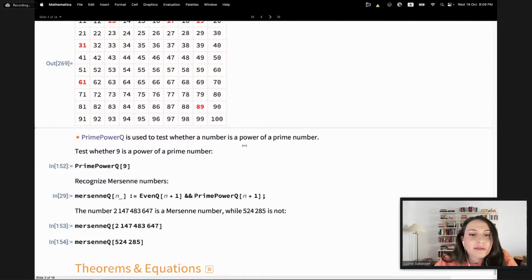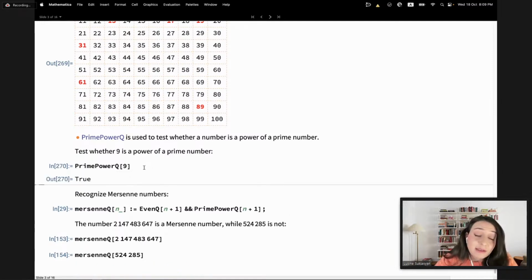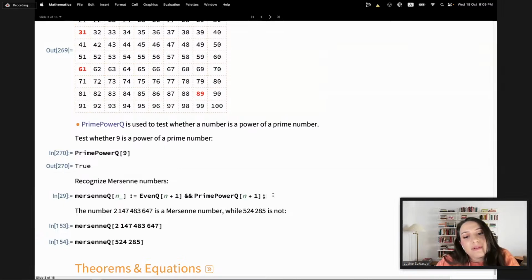PrimePowerQ is, again, a basic function which is used to test whether a number is a power of a prime number. So, for example, we can test whether 9 is a power of a prime number by simply doing this. And yes, 9 is 3 squared. It is a power of a prime number. Or we can write this really cool simple function to recognize Mersenne numbers. Because what is a Mersenne number, right? 2 to the power of n minus 1, that should be prime.